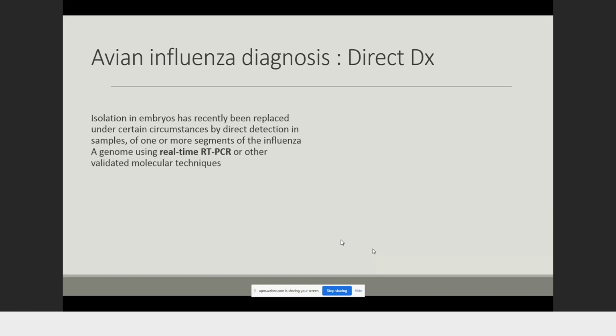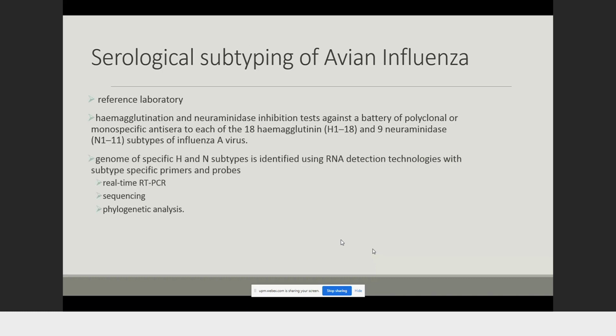Okay, and then on top of that, direct diagnosis from the samples. Without inoculating it into the eggs, you can just take swabs, cloacal swabs or oropharyngeal swabs from the chicken, and you can straight away subject them to a PCR test, or you also can start with an indirect technique and then follow with PCR.